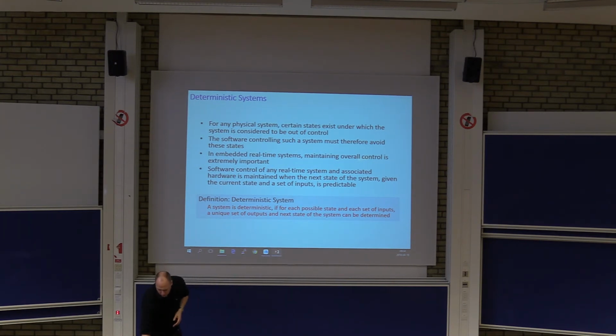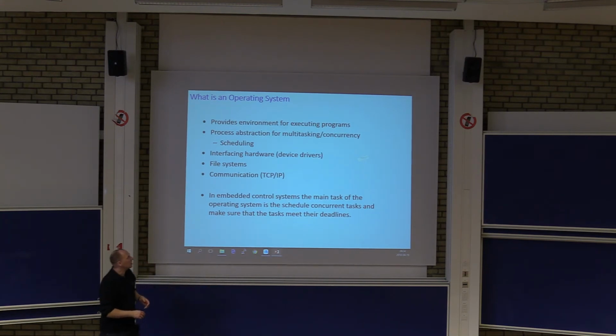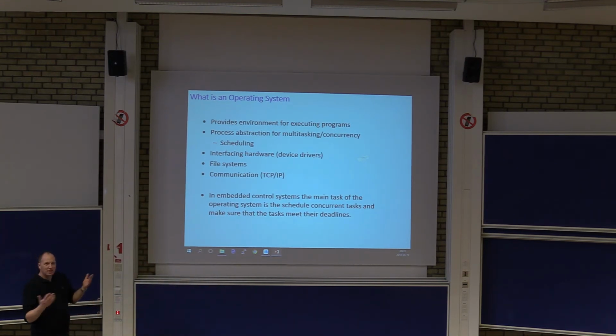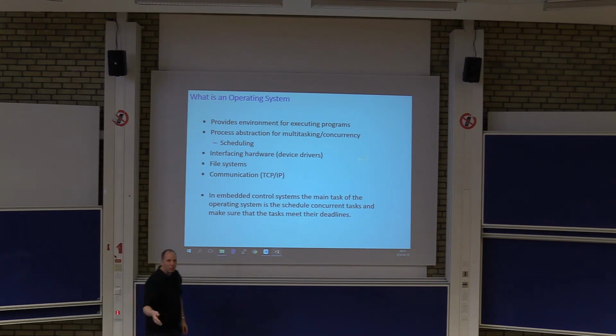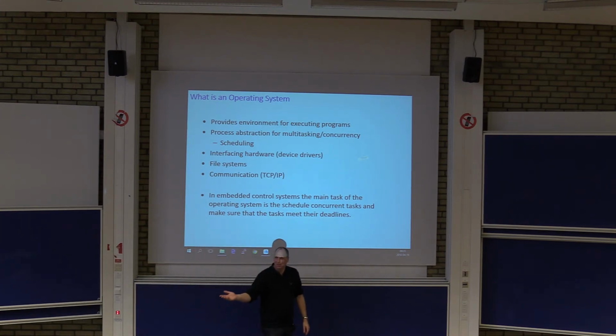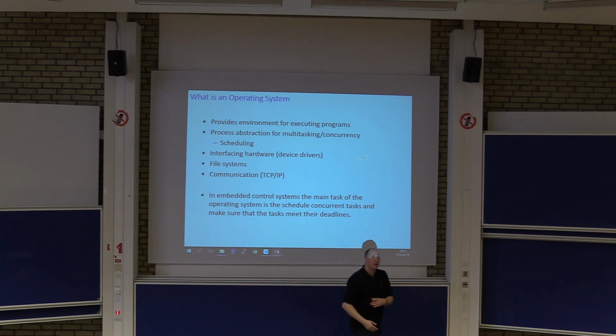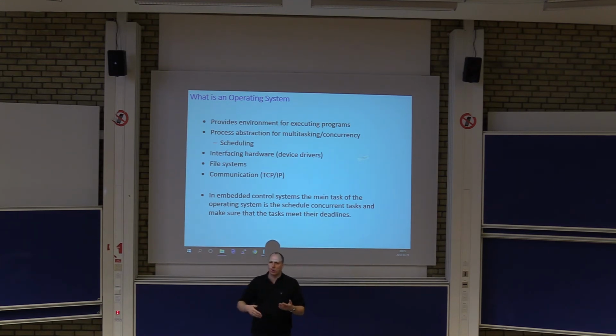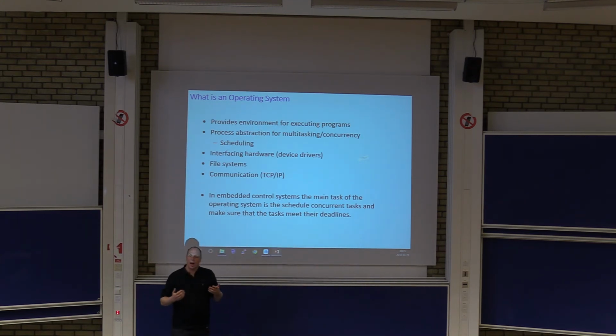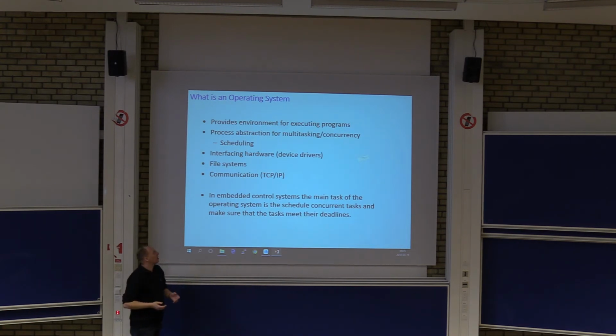Okay, so this brings us to operating systems. So what is an operating system? Basically, an operating system provides an environment for executing different programs. Even without thinking about it, on our desktop computer we can have parallel tasks running, right? We have the web browser, a word processor, and PowerPoint presentations, all started up at the same time. And it's an operating system that makes this possible.